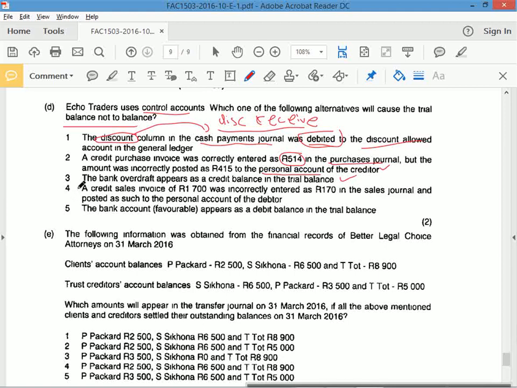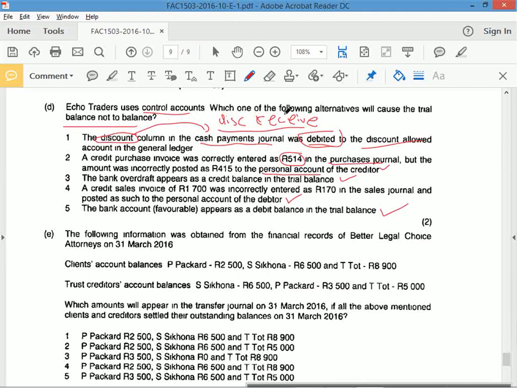Number 4. A credit sales invoice of 17 was incorrectly entered as 170 in the sales journal and posted as such to the personal account of the debtor. Okay, will the trial balance still balance? Yes, it would. The trial balance will just balance with a bigger amount, but it will still balance. The bank account favourable appears as a debit balance in the trial balance. That would make the trial balance balance.